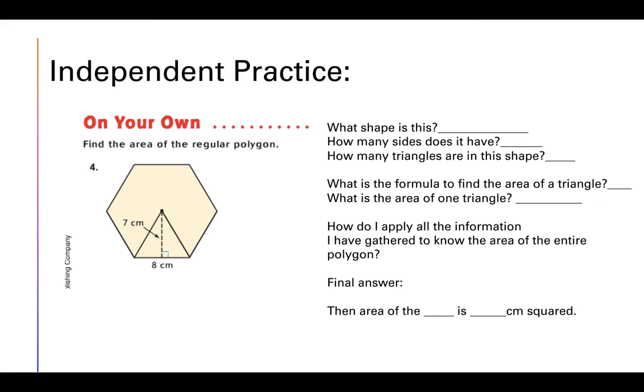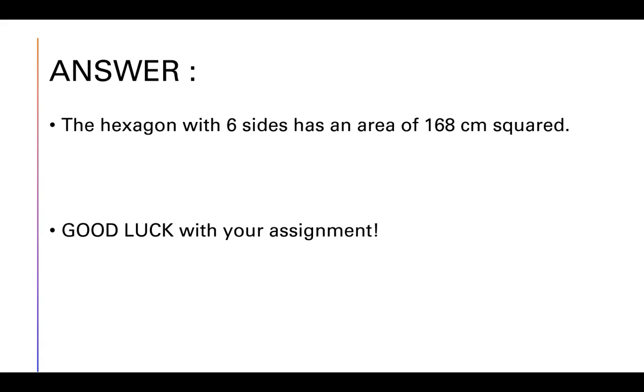Well, boys and girls, if you did your calculations right, your final answer should be that it was a hexagon, it had 6 sides, and it's an area of 168 centimeters squared. If you don't want to write squared, you can put a little 2 right up here.